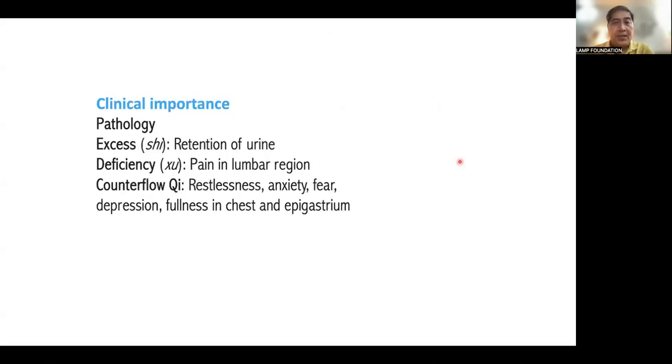Okay? So anong clinical importance? Excess or deficiency. So it is an excess condition if there is retention of urine, deficiency if there is pain in the lumbar region. Counterflow chi, there is restlessness, anxiety, fear, depression, fullness in the chest, and epigastrium. So the luo connecting channel is very good for depression.